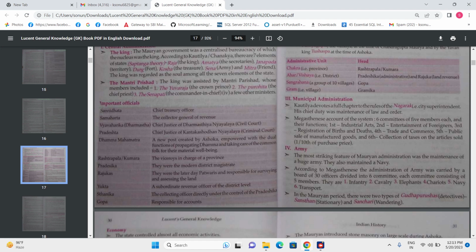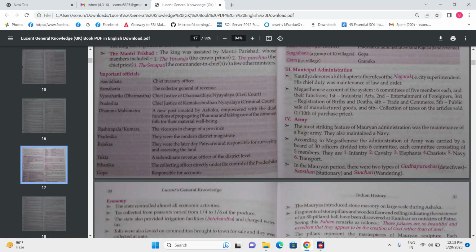Dhamma Mahamatra, a new post created by Asoka, empowered with the dual function of propagating Dhamma and taking care of common folk for their material well-being. Now next is Rashtrapala or Kumara, the viceroy in charge of provinces. Pradesika, they were modern district magistrates. Rajuka, they were the later Patwari, responsible for surveying and assessing the land, also called Rajuka.